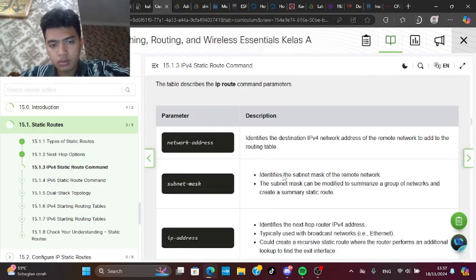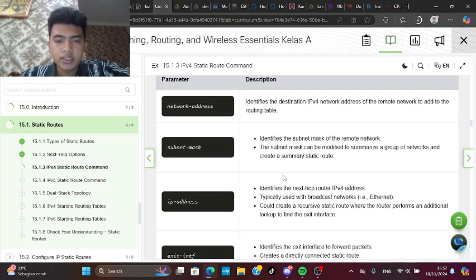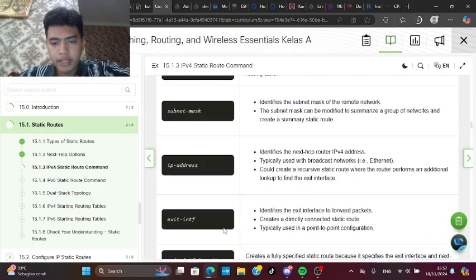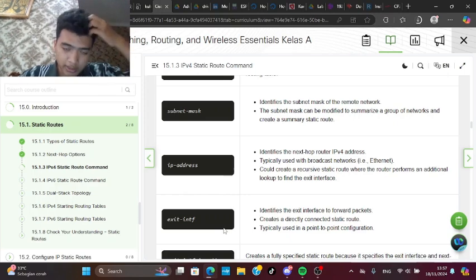Network address identifies the destination IP version 4 network address of the remote network to add to the routing table. The subnet mask identifies the subnet mask of the remote network. The IP address identifies the next hop router's IP version 4 address and is typically used with a broadcast network. It could create a recursive static route where the router performs an additional lookup to find the exit interface.